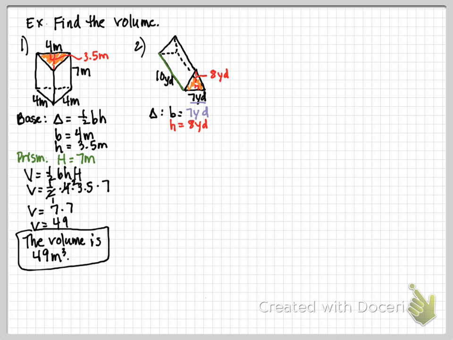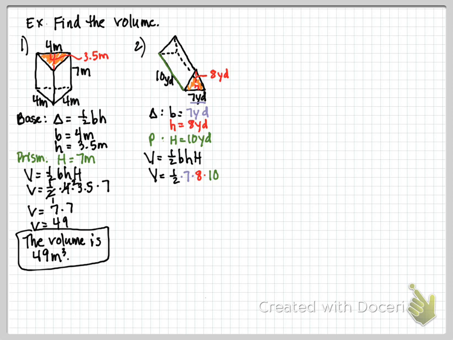Let's go back and focus in on the prism. So I'm going to call him just P this time. And let's look at his big H, and that's going to be the 10 yards. All right, so let's write our formula so we memorize it. V equals 1/2 little b little h big H. And let's start substituting numbers in. So little b is going to be, I just feel in a colorful mood right now, 7. Little h is 8. And big H is 10.